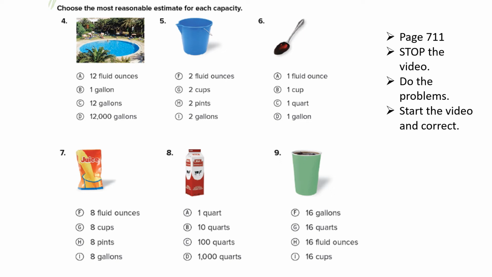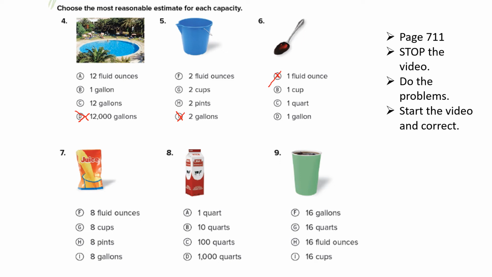Okay, let's correct everybody. I'm looking at a swimming pool. I would think it would definitely be the largest amount, 12,000 gallons of water. Looking at this bucket here, again, it would need to be a bigger amount, the 2 gallons. Looking at a spoonful of something, I'm not sure what it is. I think it's 1 fluid ounce would be the best measurement.